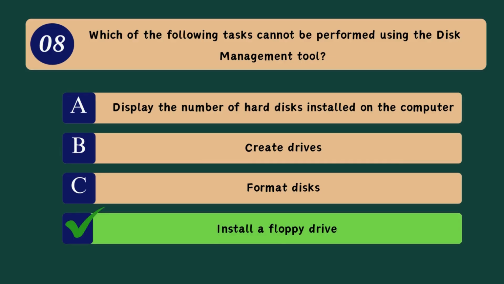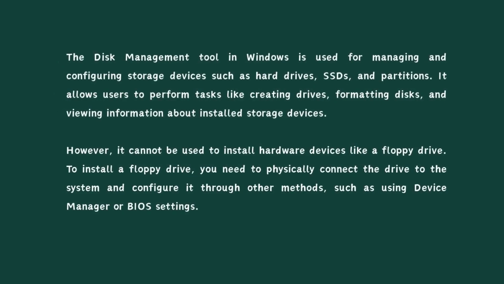Correct answer. D. Install a floppy drive. The disk management tool in Windows is used for managing and configuring storage devices such as hard drives, SSDs, and partitions. It allows users to perform tasks like creating drives, formatting disks, and viewing information about installed storage devices. However, it cannot be used to install hardware devices like a floppy drive. To install a floppy drive, you need to physically connect the drive to the system and configure it through other methods, such as using Device Manager or BIOS settings.